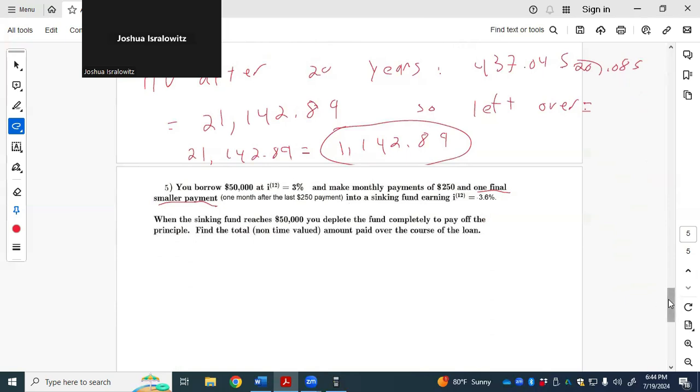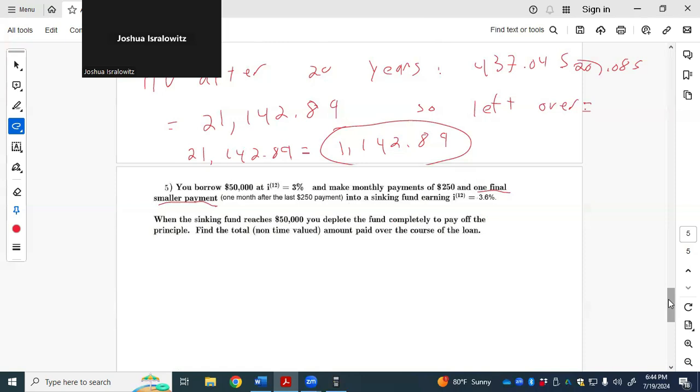Anyway, so last but not least, number 5. Yeah, I saw some weird stuff in number 5. All right, you borrow 50,000 at I-12 of 3%. I'm telling you, you have monthly payments of 250 and one smaller payment one month after the last 250 payment into a sinking fund earning 3.6%. Makes this work out nicely.